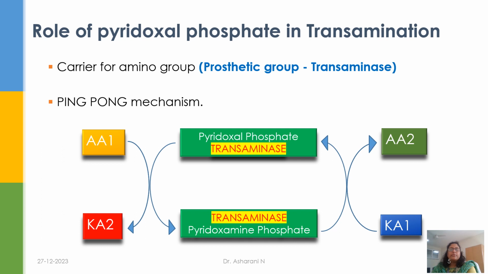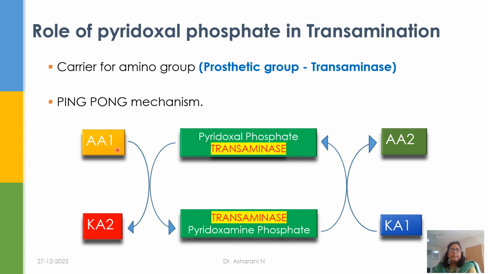During this process, we will see the role of PLP, that is vitamin B6. Pyridoxal phosphate acts as a carrier for amino group. It is an integral part of the structure of transaminases, where it is attached covalently. That's why it is called a prosthetic group. The process of transfer of amino group is through a ping pong mechanism. We will understand this a little bit more clearly.